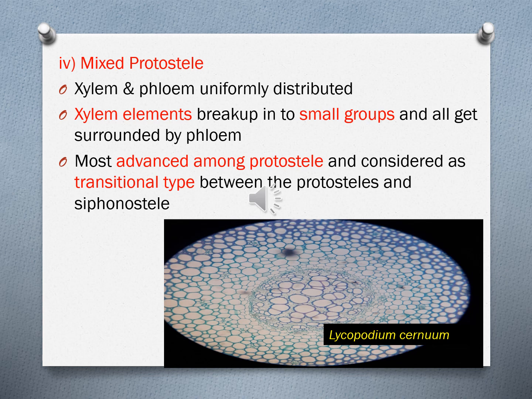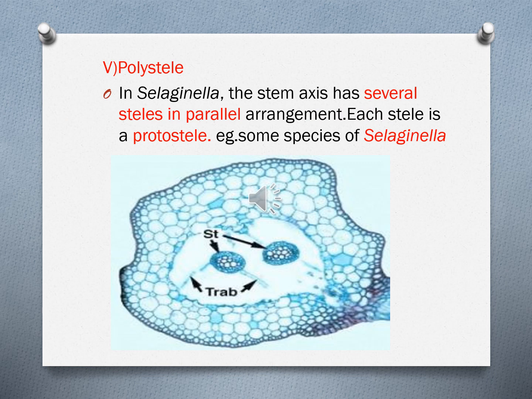Siphonostele is the second major group of stele found in Pteridophytes. The last type of protostele is polystele. It is found in Selaginella stem, that is, this Selaginella stem has one or more protosteles or haplosteles arranged in a parallel manner. In a single stem cross section, we can see more than one haplostele.